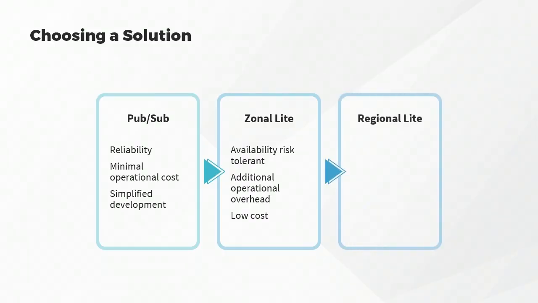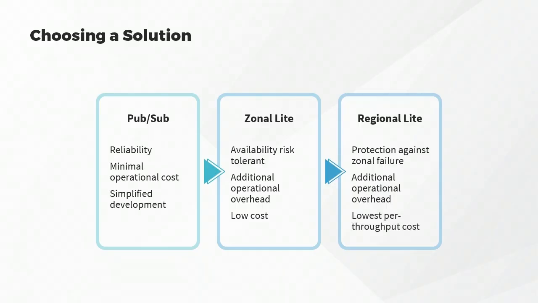When we're working with regional Lite, the question you want to think about is protection against zonal failure. Do you require that protection from zonal failures? Are you willing to incur additional operational overhead in terms of managing your topic capacity? Or are you just looking for the lowest per throughput cost? And this is where I would use the regional Lite topics.